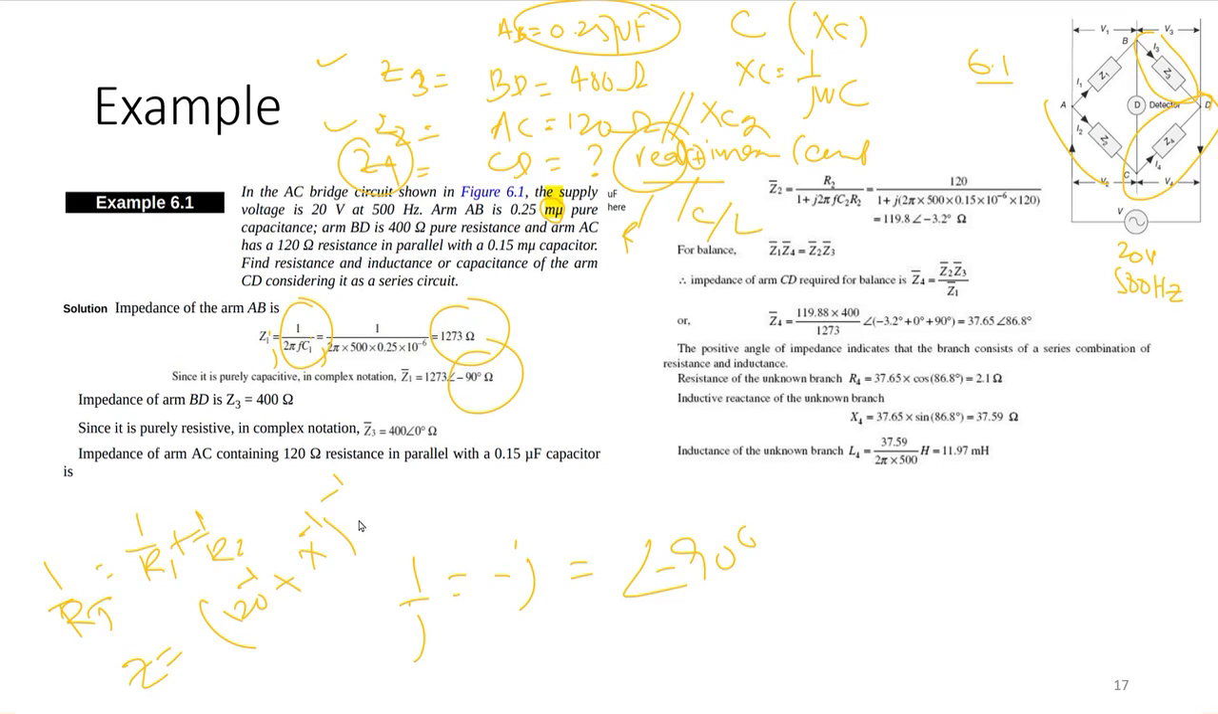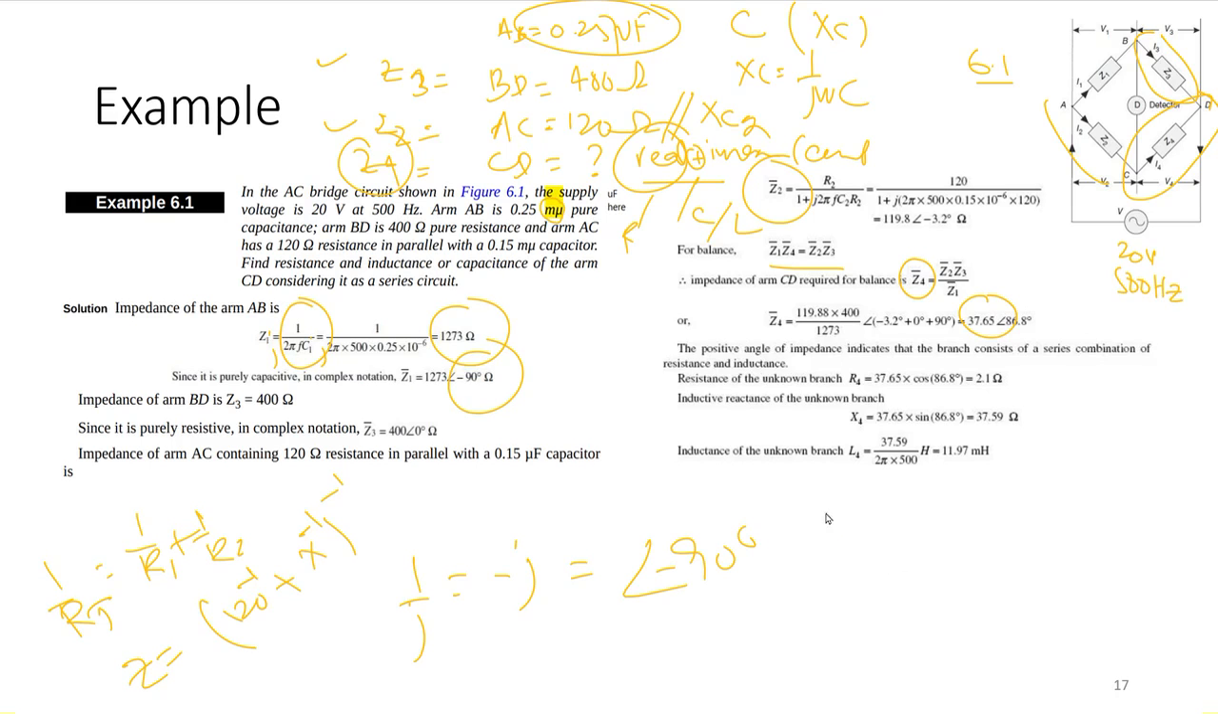So you put in a value and take its inverse, add another value and take its inverse as well, and then take the total's inverse: A inverse plus B inverse, whole inverse. After that we got Z2 equal to 119.8 with a very small angle of 3.2 degrees. Then we calculated Z4 using this equation, and Z4 turned out to be 37 angle 86.